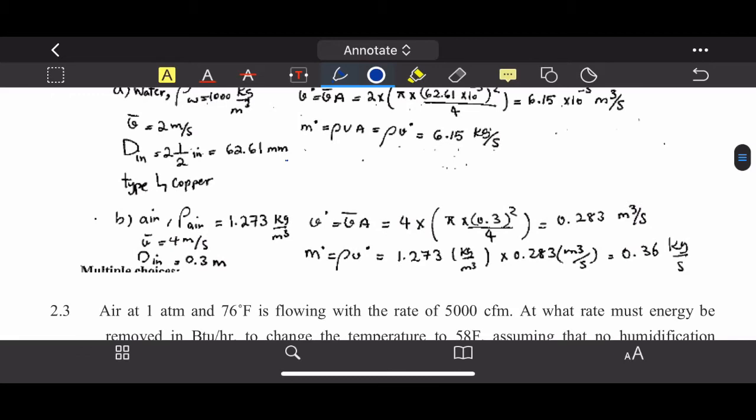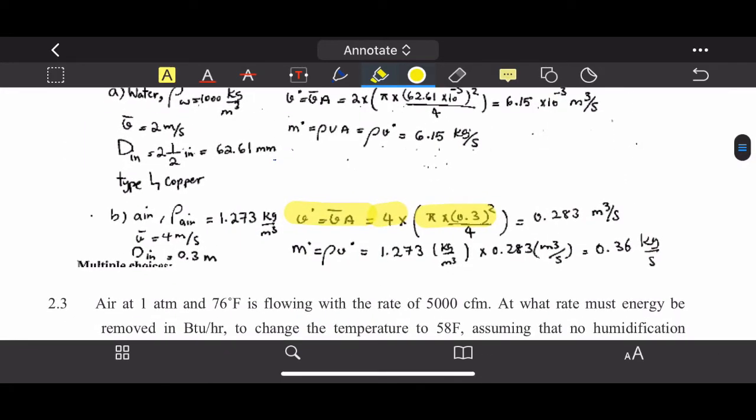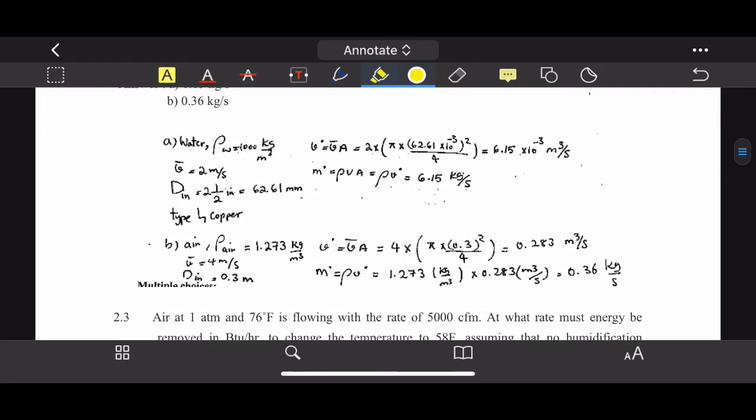Okay, to do that, look at B. Air is given as rho air. So just now water is 1000, it is now 1.273 kilogram per meter cube, where V dot is given the same, V bar times A. You have 4 meter per second, and this is our diameter. Since our diameter is already in meter, you don't have to times 10 to the power of negative 3 like that. So you just times them: 4 times pi times 0.3 squared over 4, you get 0.283 meter cube per second. Now our m dot, our mass flow rate or mass fraction, is rho times V dot, which is 1.273 kilogram per meter cube times 0.283, which we have calculated previously, and the answer will be 0.36 kilogram per second. That's how you get mass fraction or mass flow rate.